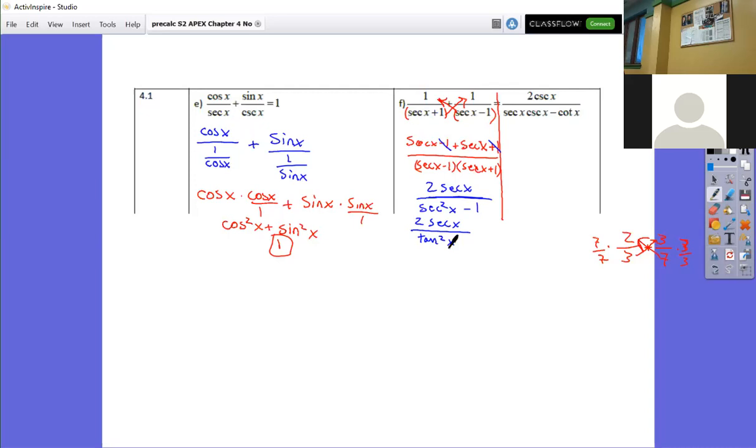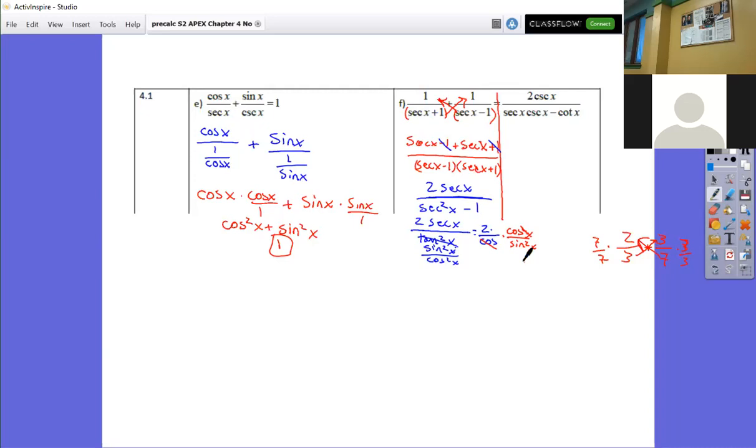All right, well, what is secant? Secant is 1 over cosine. Tangent is what? Sine over cosine. I never divide by a fraction. I always multiply by the reciprocal. I'm going to multiply by cosine squared x over sine squared x. One of these cancels with that one. And what am I left with there?